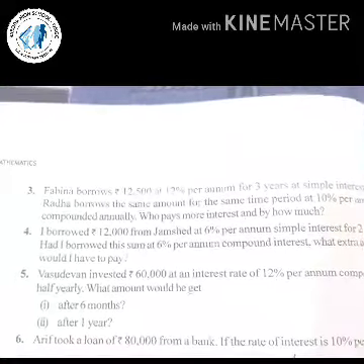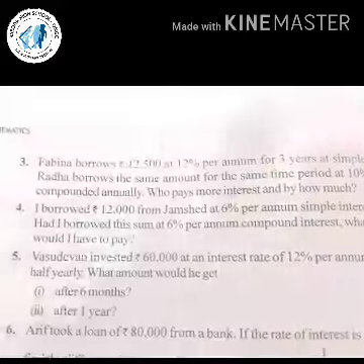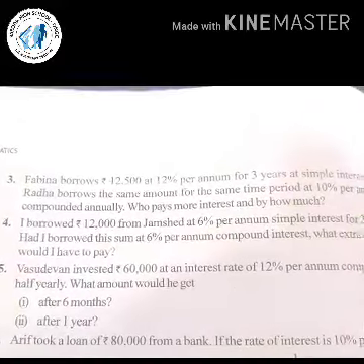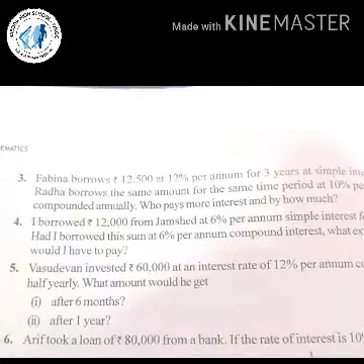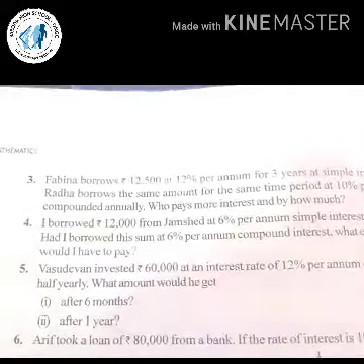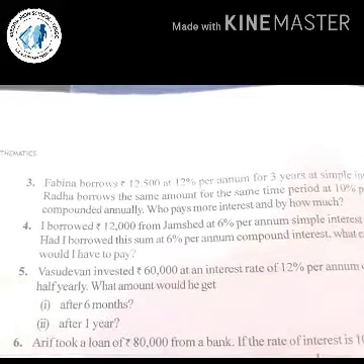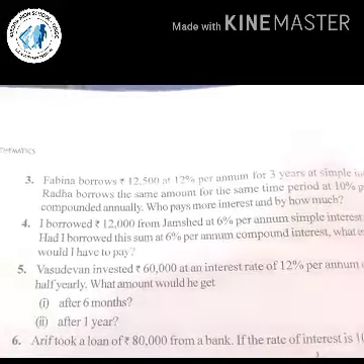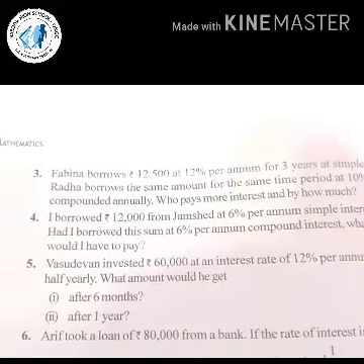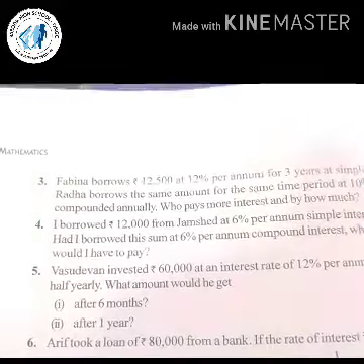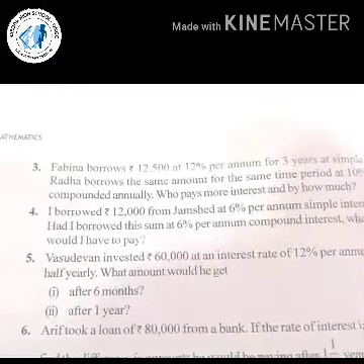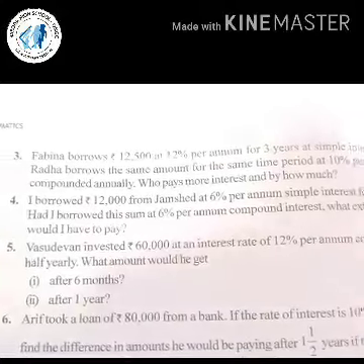In the third sum, Fabina borrows 12,500, rate is given, time is given at simple interest, and Radha borrows the same amount for the same time period at 10% per annum, but compounded annually. So find out simple interest for Fabina and compound interest for Radha and compare who pays more interest and by how much.